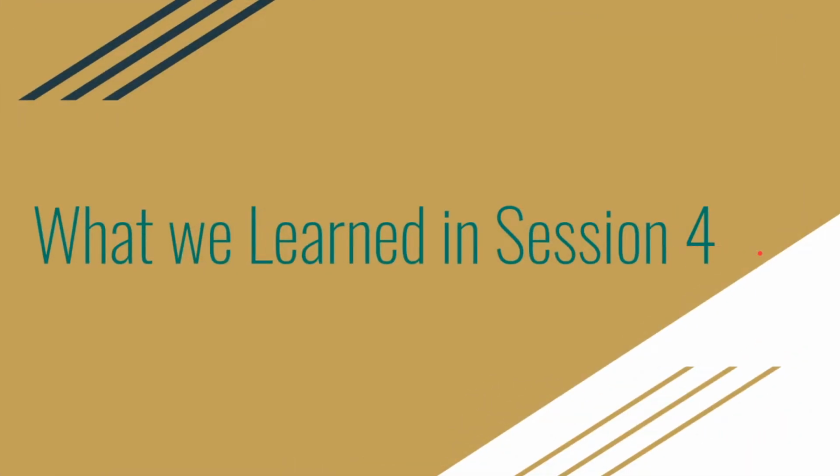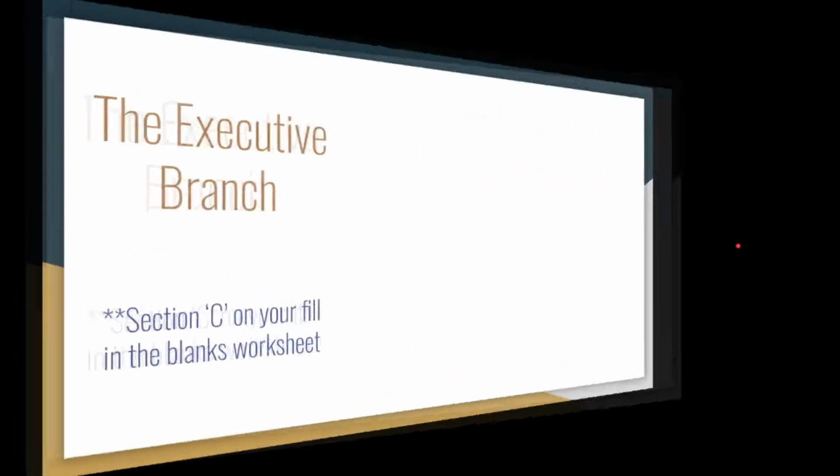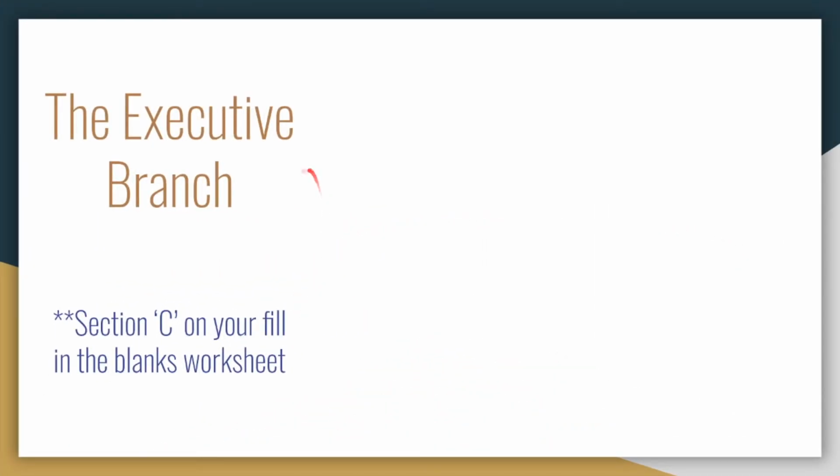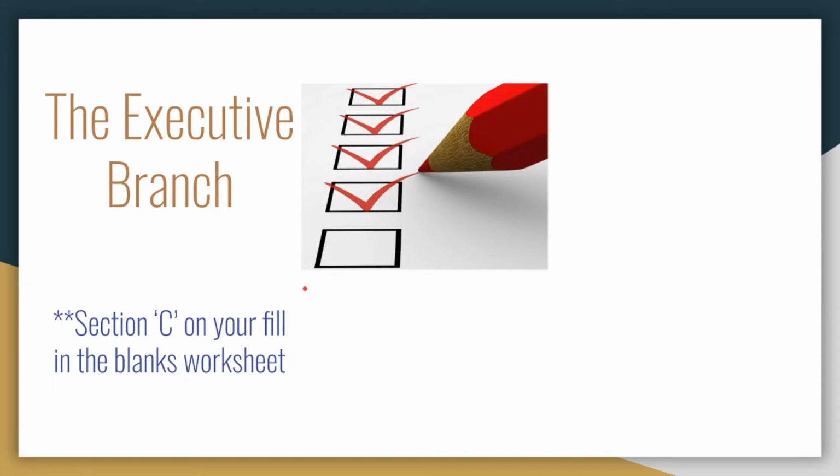So that covers everything that we learned in session 3. And so we're now going to move on to session 4. And so the first thing we talked about in session 4 was the executive branch, which is section C on your fill in the blanks worksheet. The president is in charge of the executive branch and is also the commander in chief of the military. The president is elected for 4 years. Election day is always in November.